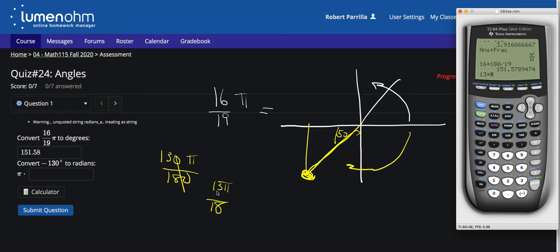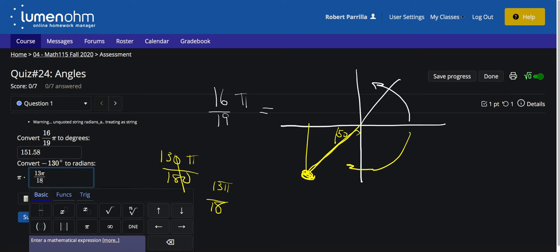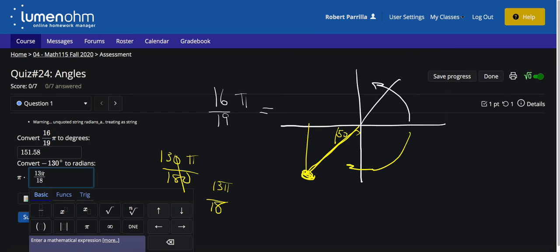13 times 180 divided by 18. That comes out to... Wait. What am I doing? Hang on. Brain fart. I just realized that's our answer here. So I don't know about the sign. That's the only thing I'm not sure about here. Divided by 180. It doesn't reduce, so you kind of have to leave it this way. But fully reduced. Oh wait, the pi's already there, so you gotta be careful with that too.